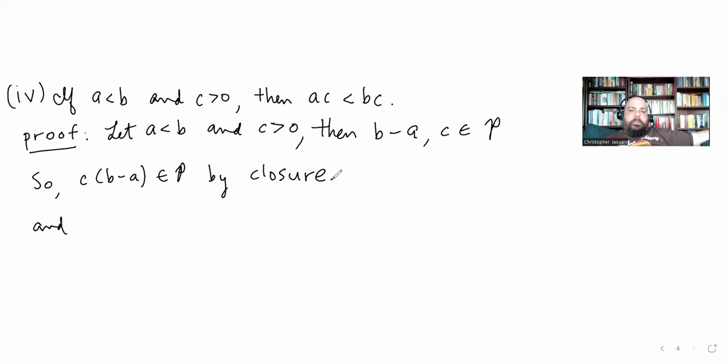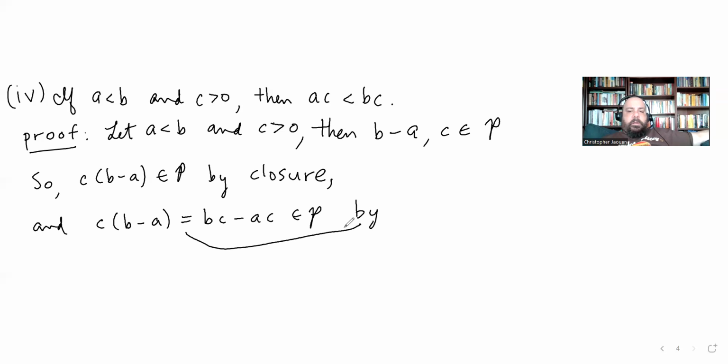And C times B minus A is the same thing as BC minus AC by distributive law. So by this equality here is by distributive law. All right, which means that AC is less than BC by definition of the order relation. Okay, so that proves number 4.